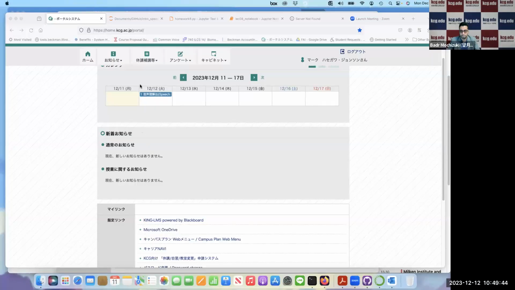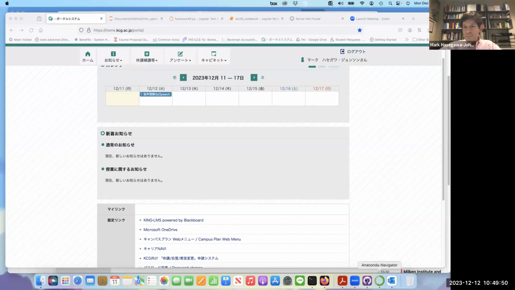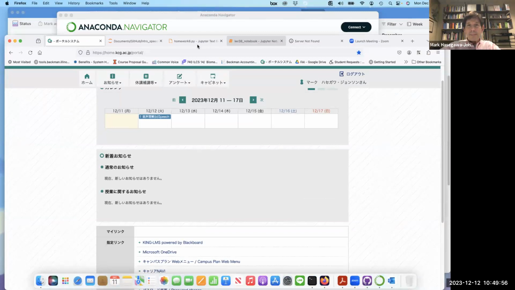Hello, I'm sorry, I don't know what happened. My computer decided to stop for some reason. All right, let's see. Do you want to describe, Professor Mochizuki, the idea that they can upload to GitHub? Yes.